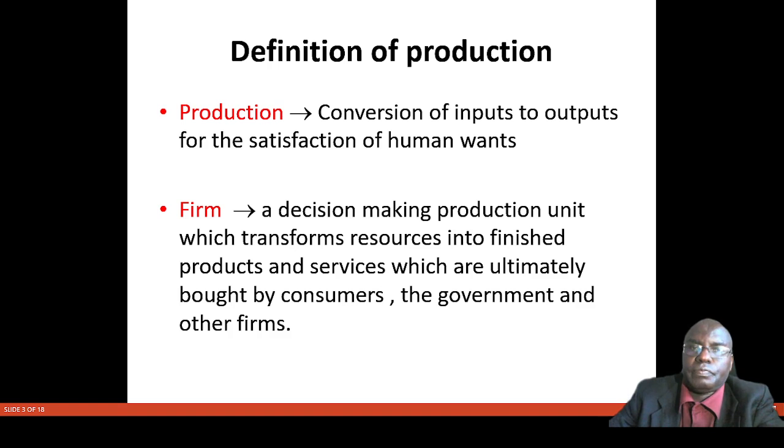Production. This is the conversion of inputs to outputs for the satisfaction of human wants. And production is done by firms. So what is a firm? A firm is a decision-making production unit which transforms resources into finished products and services which are ultimately bought by consumers, the government, and other firms.